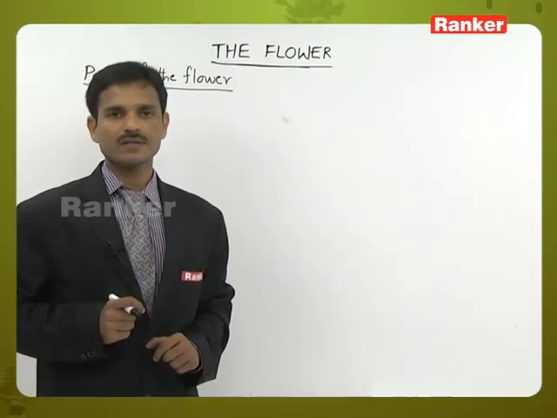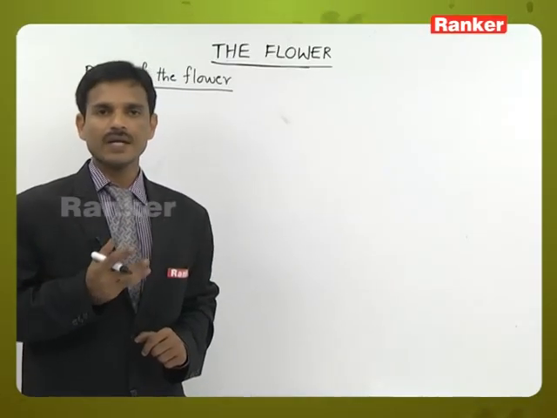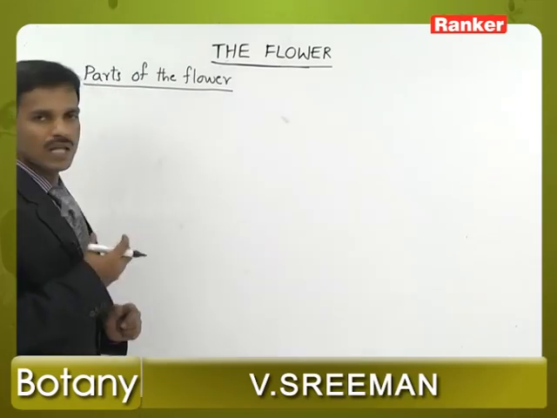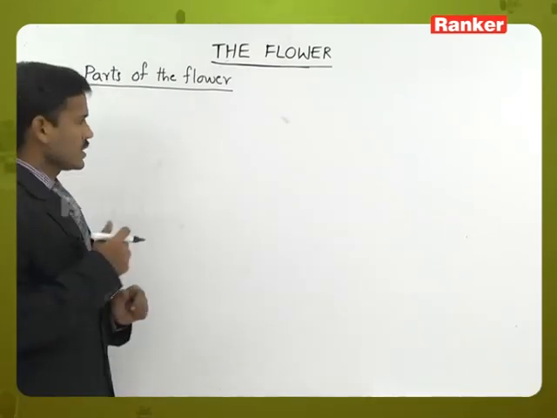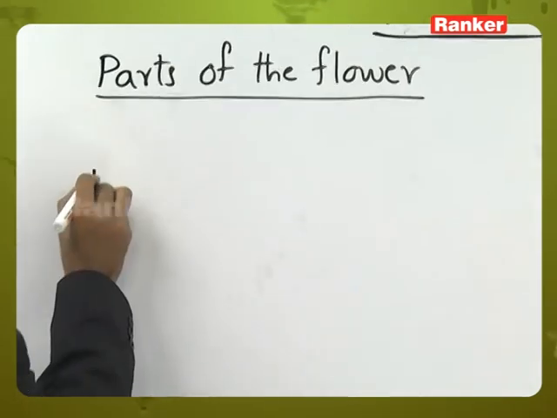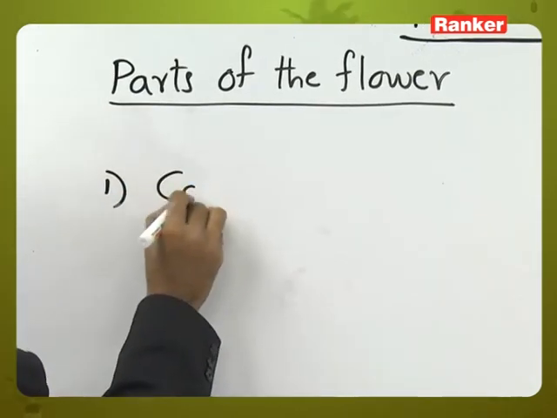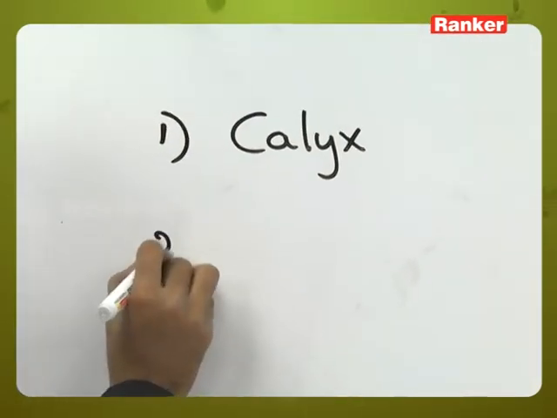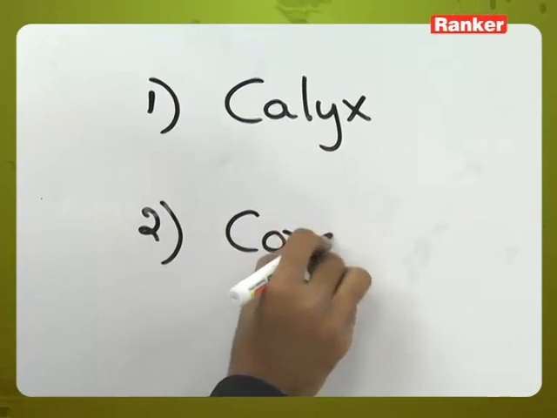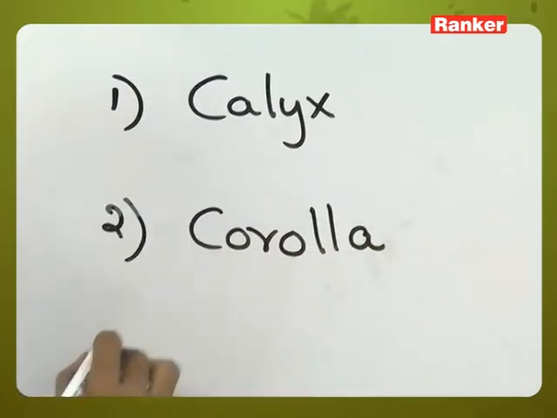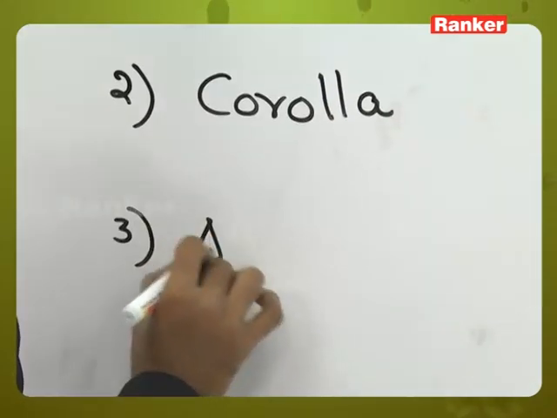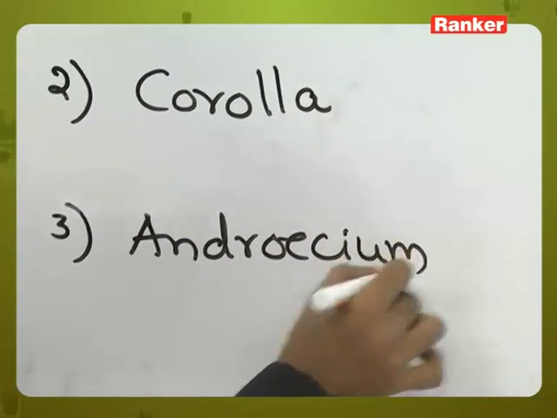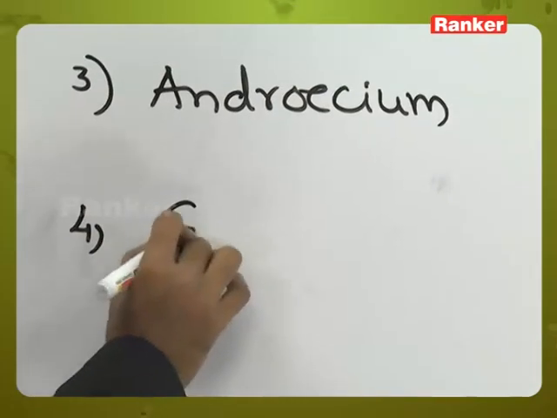Parts of the flower. In the flower, mainly four types of parts are present: floral leaves. Here, the first wall is called calyx, the second wall corolla, the third wall androecium, the fourth wall gynoecium.